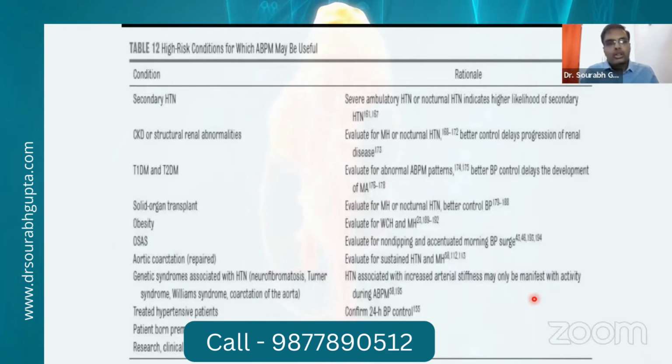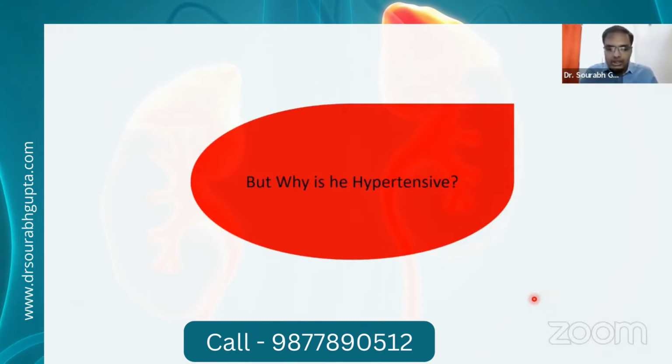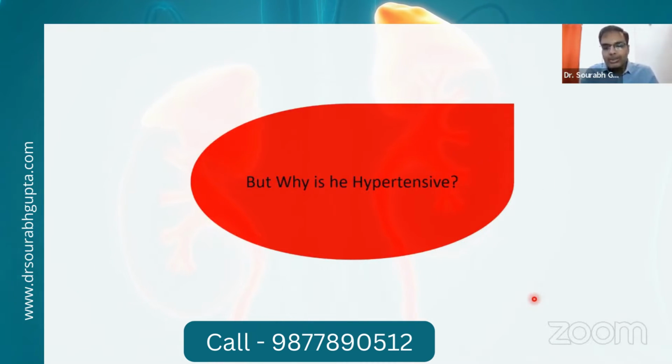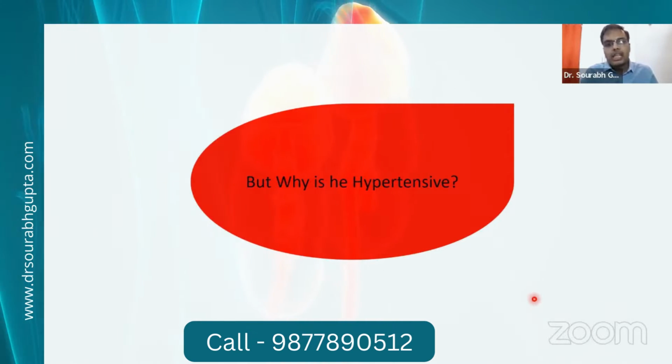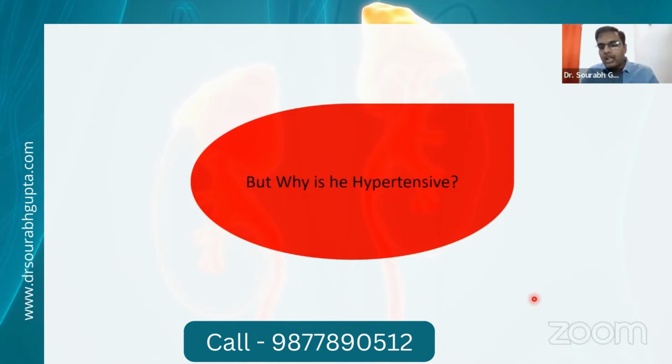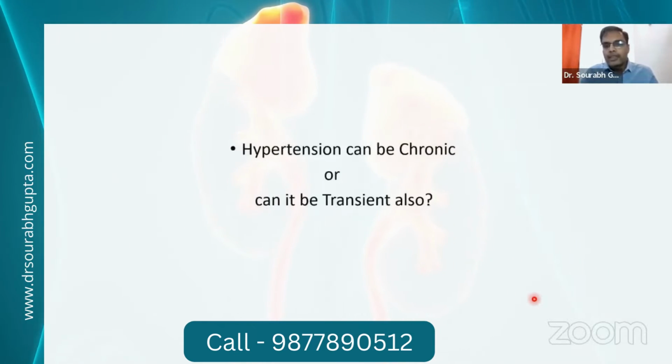So there is a long list of patients who should be evaluated. We already discussed ABPM. So the next question which comes to our mind: we now know how to measure a blood pressure in a child, what the data is, how to interpret the data, and when to go for ABPM. But we need to know why the child is hypertensive, because many times in children the hypertension is secondary, and we can actually correct it by a specific measure.